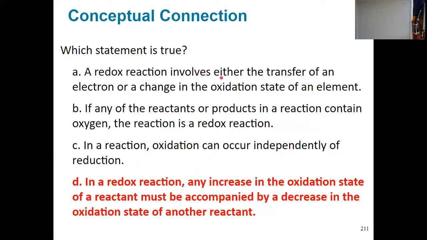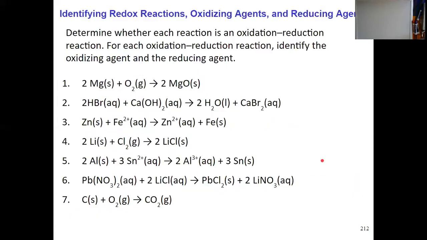Over here, this either-or thing, that's what doesn't work here. They have to happen together. Oxygen is not necessary for it to be a redox reaction, and oxidation cannot occur independently of reduction. Okay, so now you have a nice practice set. I'm not going to do all these for you, but I'll do a couple of them. You're going to determine whether each reaction is an oxidation-reduction reaction. You're going to identify the oxidizing agent and the reducing agent of each one.